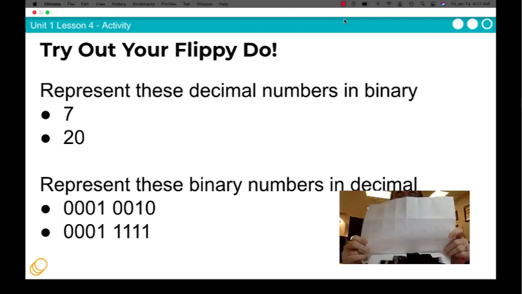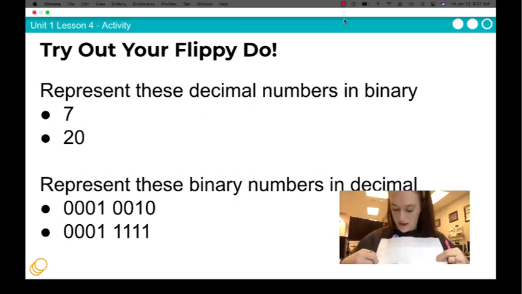Well, let's look at our decimal. Okay, 16 is too few. 32 is too much. So we're going to stick with 16, okay? Because that's the closest number. So which numbers can we turn on to make 20? If we turn on 16 and we turn on 4, we have 20. So that gives us a binary number of 10100.